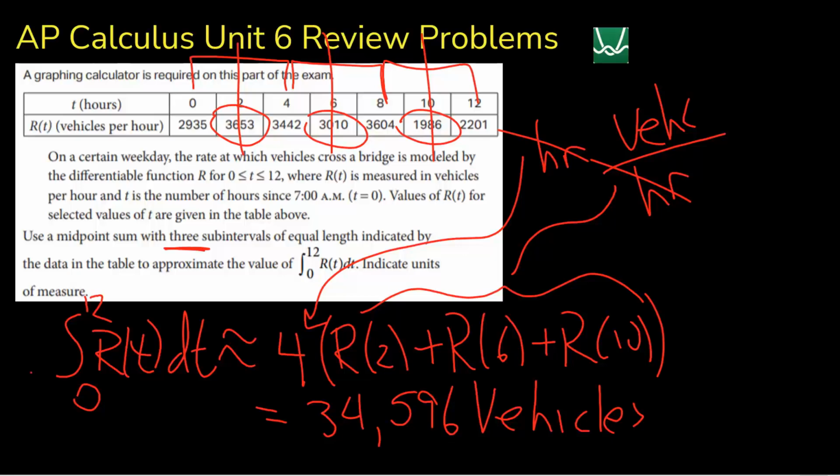This one was worth 2 points. You get a point for setting up the midpoint sum. You can't just write the answer down with the correct units, although that does give you the second point, you do need to show the midpoint sum setup. So it's important to write the definite integral down, the approximately equal sign, the midpoint sum, and then your answer.